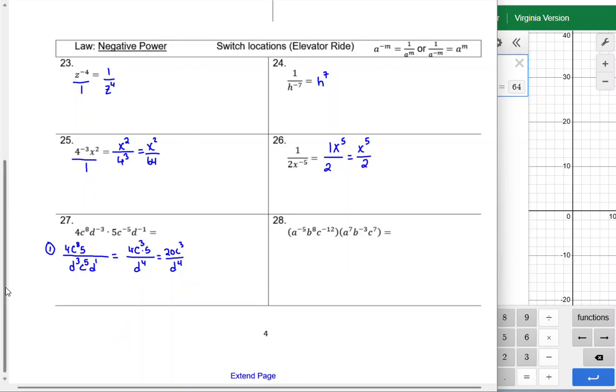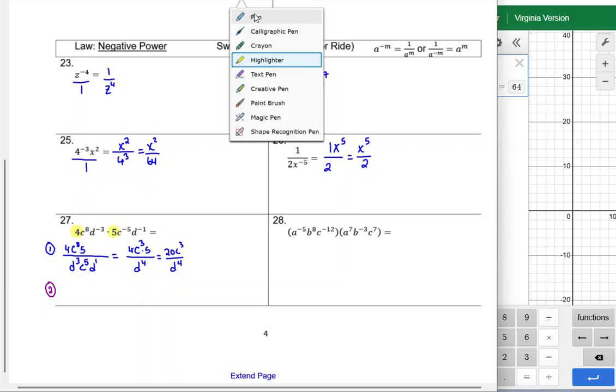Another way you can do it is by just combining everything first and then simplifying. And hopefully that will take care of the negatives. But let's see what happens here. What you can do here is you can put the 4 and the 5 together, 4 times 5, which is 20.